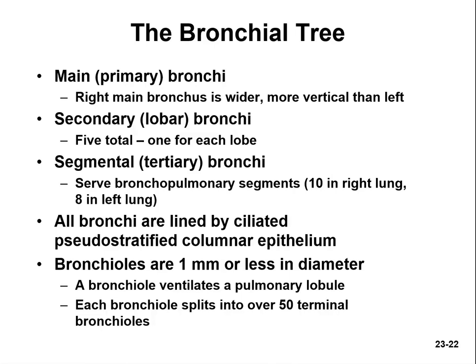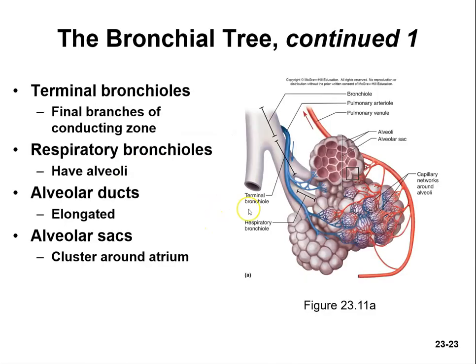All bronchi are lined with ciliated pseudostratified columnar or pseudostratified ciliated columnar, either way. Bronchioles are 1 millimeter or less in diameter. A bronchiole ventilates a pulmonary lobule, and each bronchiole splits into over 50 terminal bronchioles. So increase the surface area. So then you get gas exchange that occurs right here in these alveolar sacs.